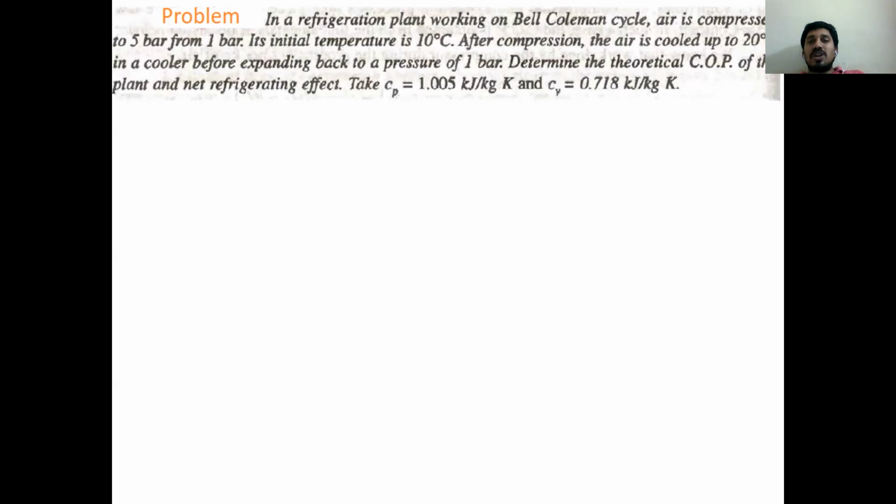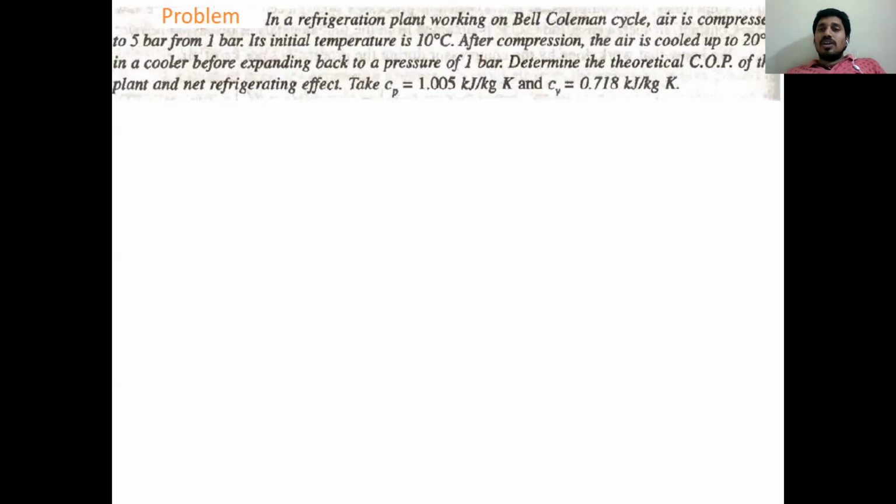Take Cp equal to 1.005 kilojoules per kg Kelvin, the specific heat at constant pressure. Cv, the specific heat at constant volume, is 0.718 kilojoules per kg Kelvin. Generally, this data is not required for an air refrigeration system. But if I have Cp and Cv values, these two values will help to determine gamma, where gamma is equal to Cp by Cv. Otherwise, you can directly take the gamma value as 1.4.